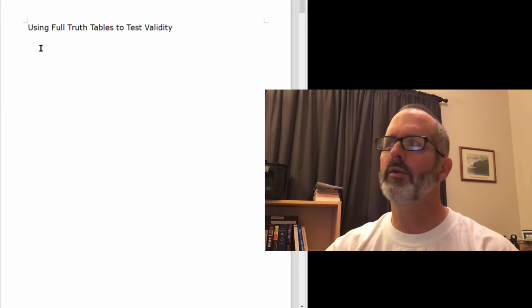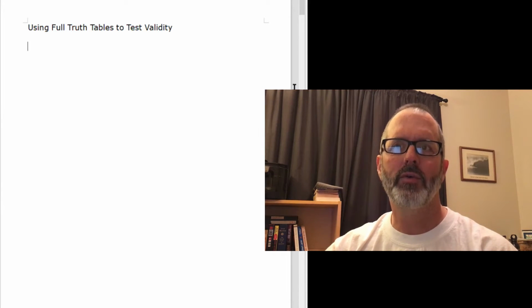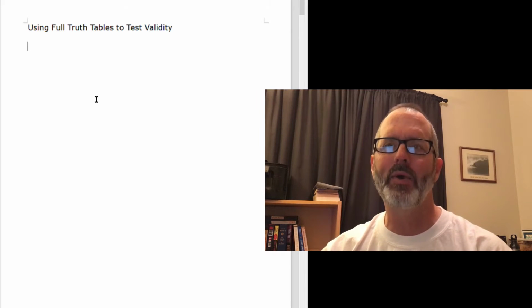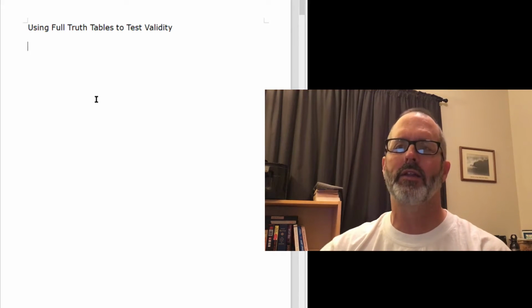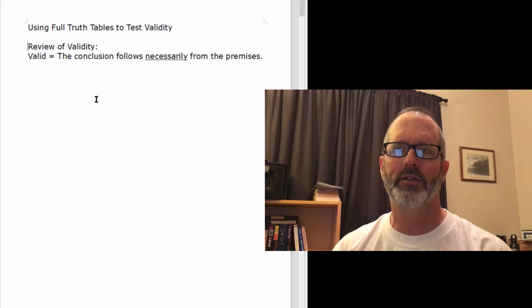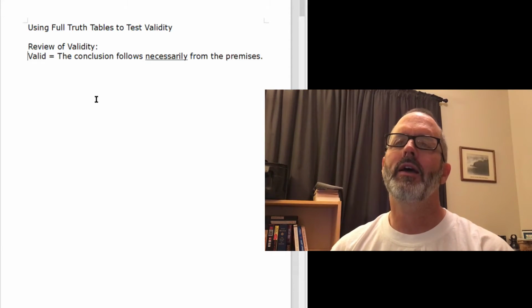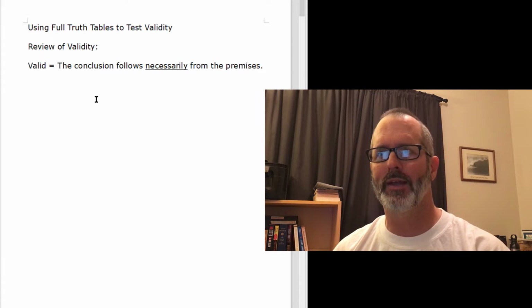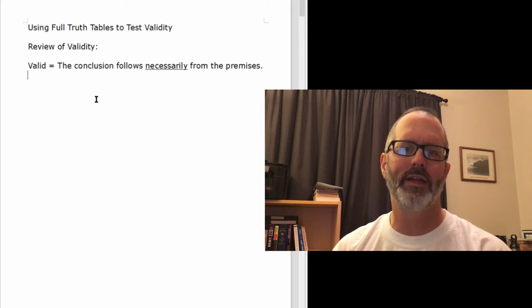So what we have to do right away is review the idea of validity. We will be using these truth tables to test validity. We've talked about validity before, but now we need to make sure we know how to apply the concept. So let's start with our most basic definition of validity, right? The most basic definition was the conclusion follows necessarily from the premises. That's the idea. Keyword necessarily.